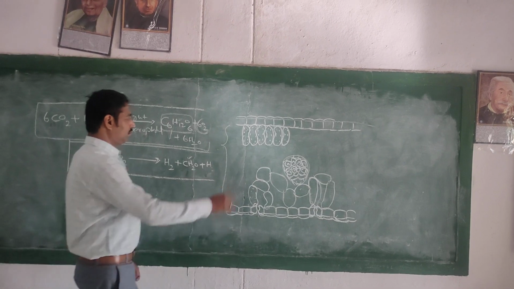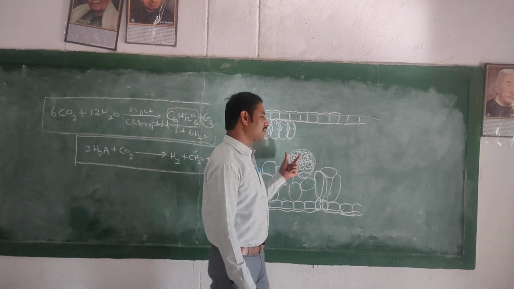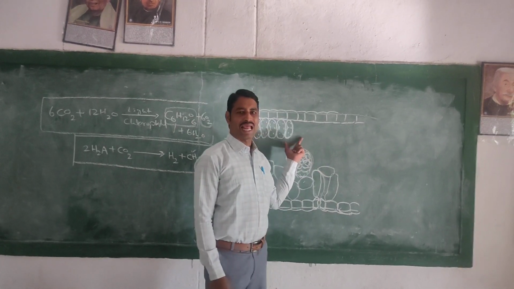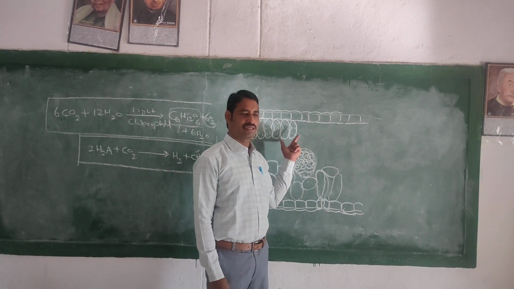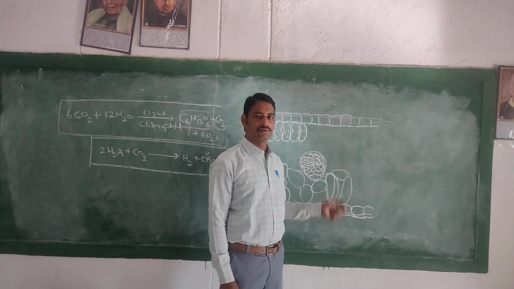So chloroplast is present in mesophyll tissue, and photosynthesis takes place in the chloroplast. In the next class we will discuss the structure of the chloroplast and the mechanism of photosynthesis. Thank you.